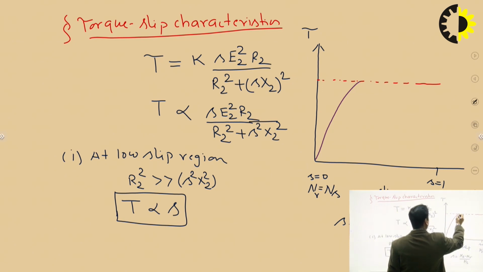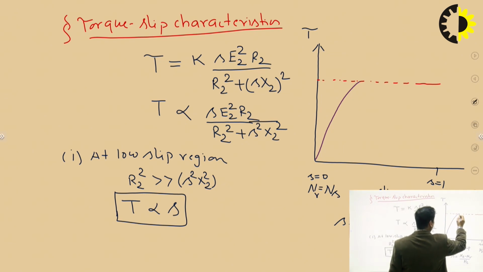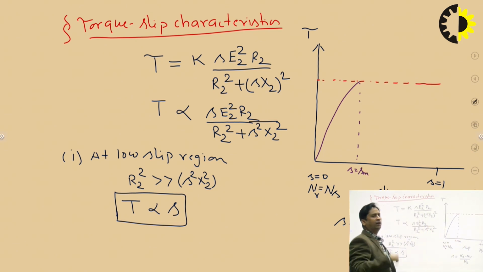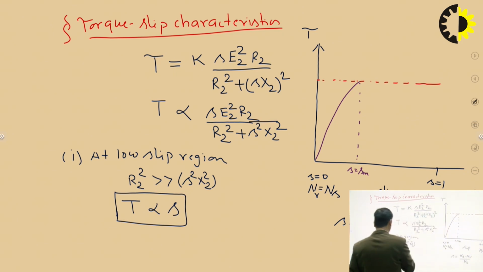At this point the torque is maximum, and this is called the slip Sm, which is a ratio of R2 upon X2, because at this point of slip the torque is maximum. So in the low slip region, the torque is almost linear. It will vary like this.